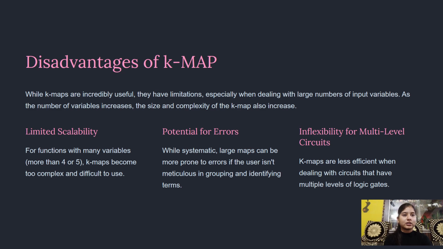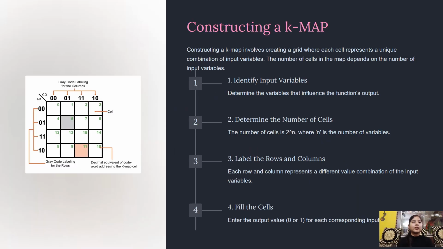Potential for errors. While systematic, large maps can be more prone to errors if the user isn't meticulous in grouping and identifying terms. Inflexibility for multi-level circuits. K-maps are less efficient when dealing with circuits that have multiple levels of logic gates.